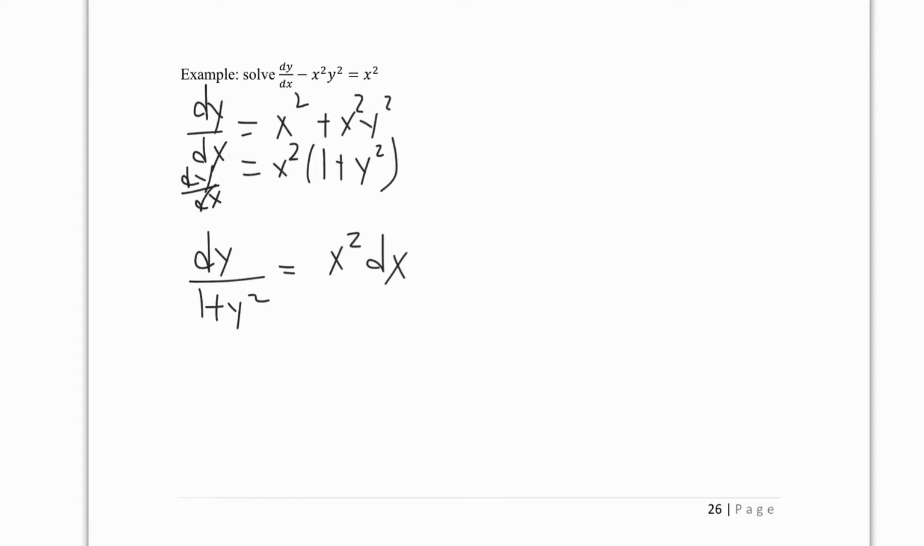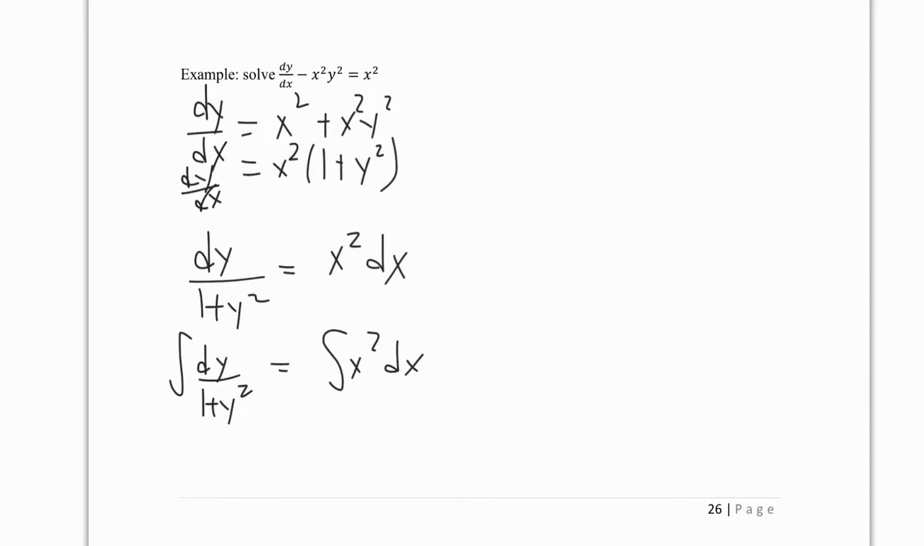I guess it's a little tricky here. I'm dividing by the 1 plus y squared to get it on the side with the dy, then I'm multiplying by the dx to get it up with the x. But notice, I now have the y's on one side and the x's on the other side. I've separated the variables. As soon as you've separated them, go ahead and do calculus. Go ahead and do the integral.